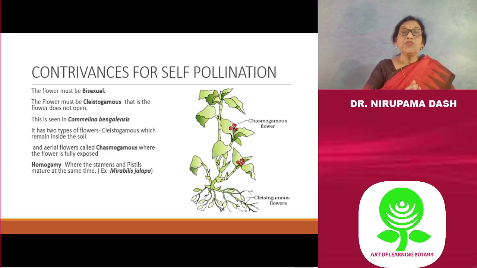Here there are two types of flowers. Some flowers are aerial and some are underground. The underground flower shows cleistogamy, and this aerial flower shows chasmogamy. And in chasmogamy you will find the flowers are fully open and the essential whorls are fully exposed to the outside.